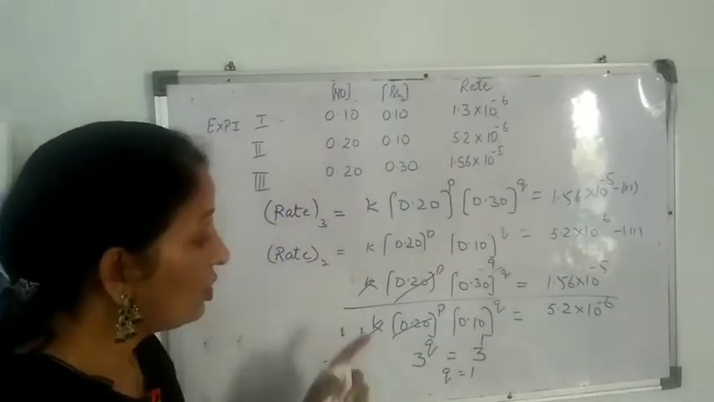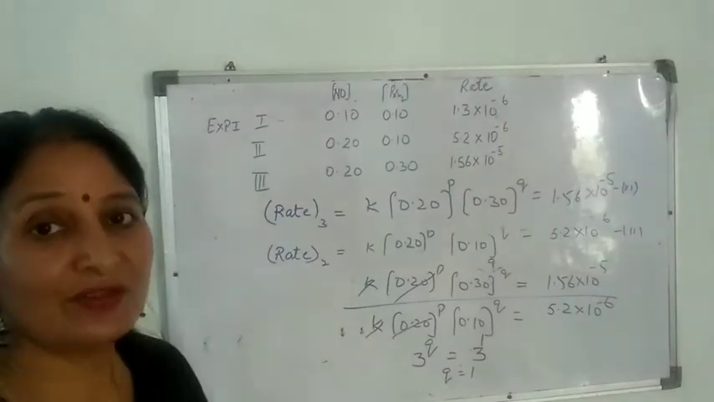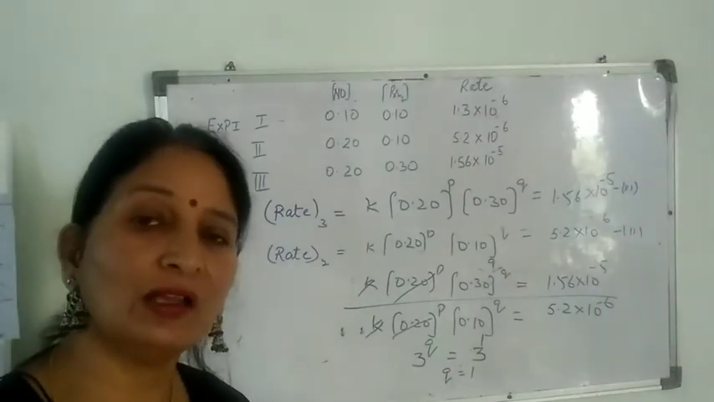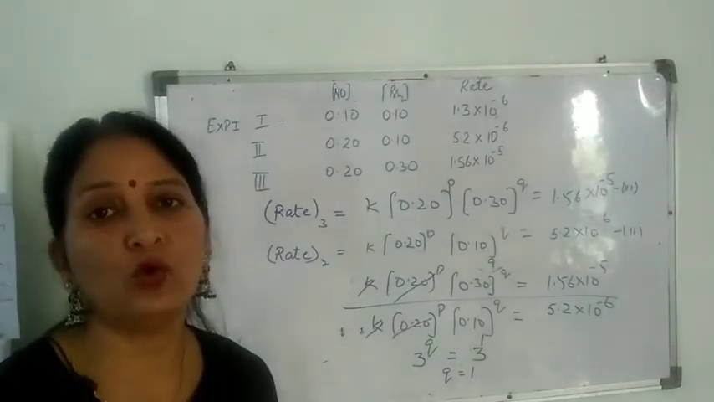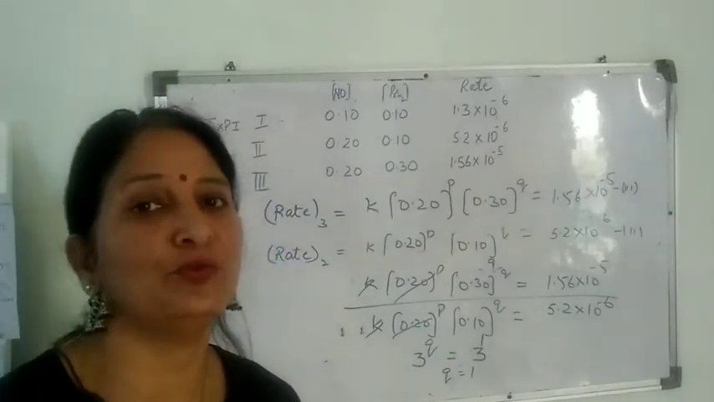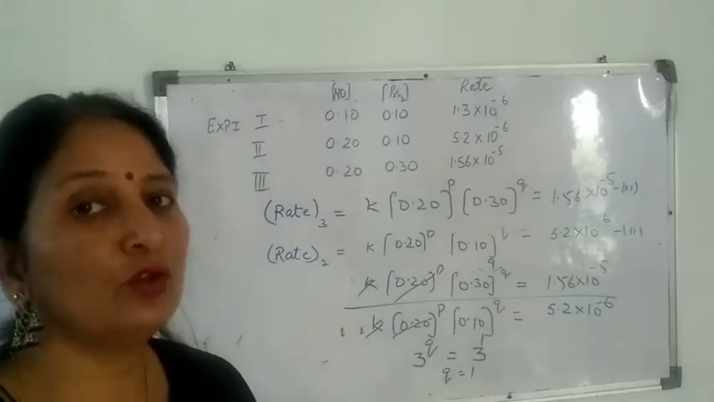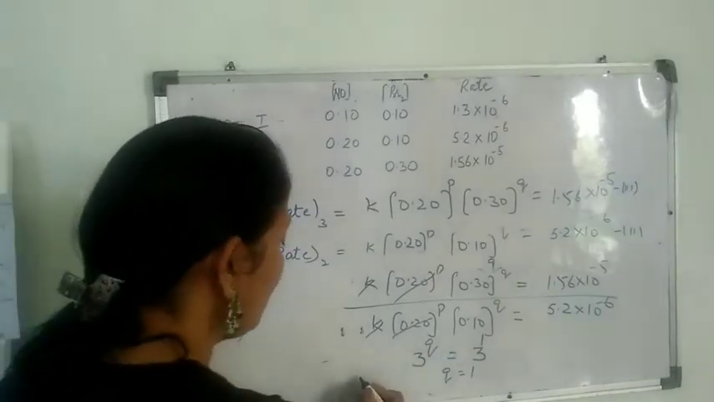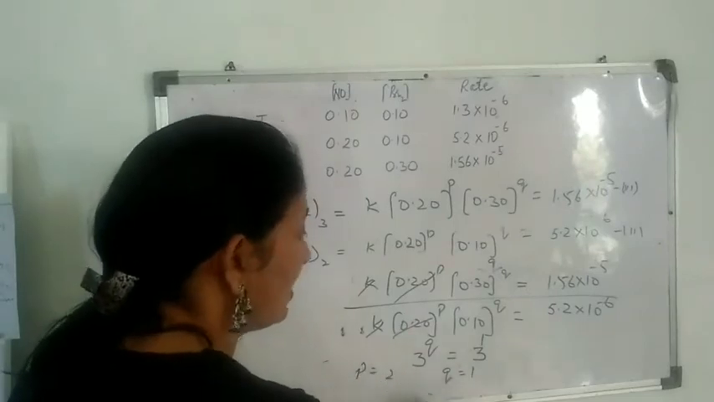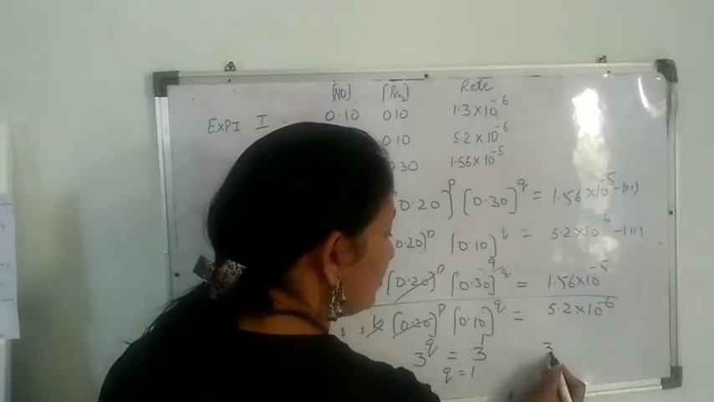So we find order of reaction with the help of different experiments where we keep the concentration of other reactants constant and we only change the concentration of the reactant whose order is to be determined. And the sum of the different orders will give you the overall order of reaction. P was 2, Q is 1, so overall order of reaction is 3.